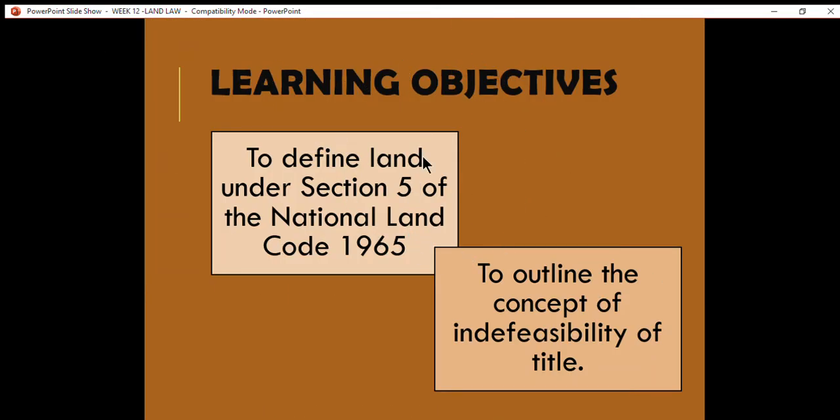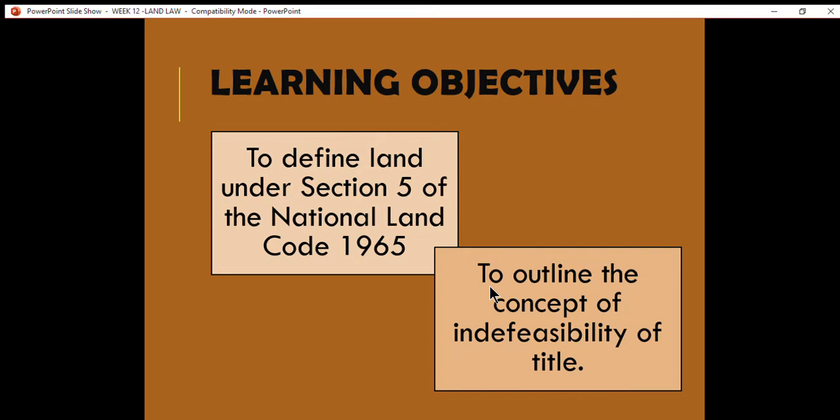So this is our learning objective for today. At the end of the lesson, student is able to define land under Section 5 of the National Land Code 1965. Please bear in mind that this is the only principal legislations available for a Malaysian land law, National Land Code 1965. This is very comprehensive. It governs all the procedures, okay, all the requirements in regards to land transaction and land ownership.